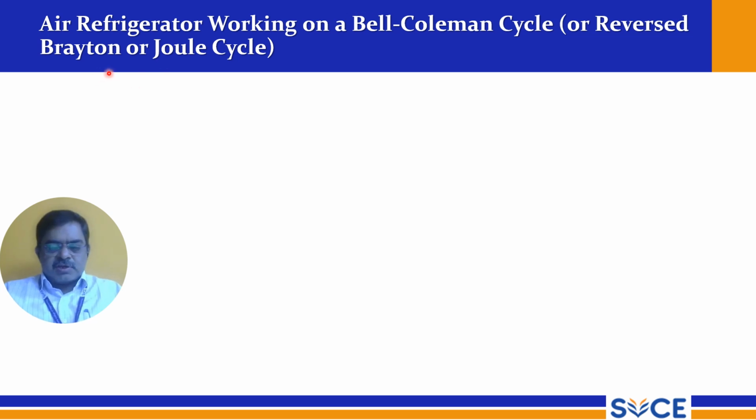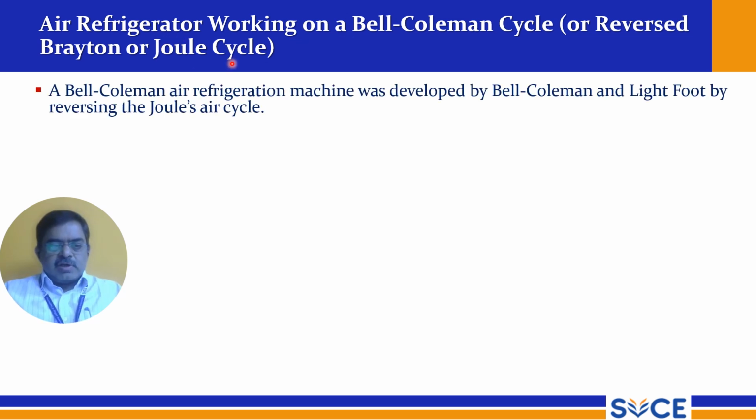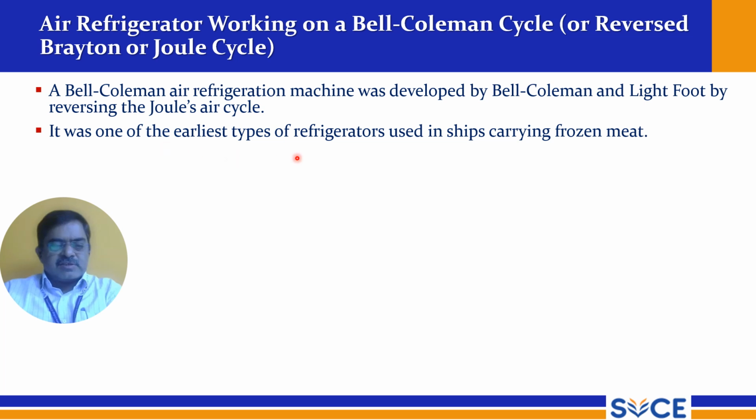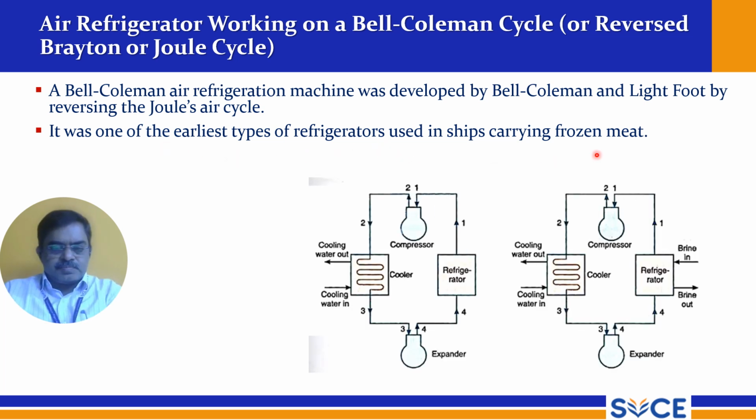Brayton cycle you could have studied in your earlier semester in the subject thermal engineering. Here we are going to start the Bell-Coleman cycle that is applicable to air refrigeration. A Bell-Coleman air refrigeration machine was developed by Bell-Coleman and Lightfoot by reversing the Joule's air cycle. So here Joule's air cycle is modified, and it was one of the earliest types of refrigerators used in ships carrying frozen meat. This is the diagram.